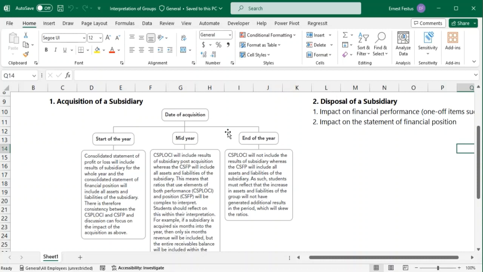So the consolidated statements of profit or loss would include results of the subsidiary for the whole year, because we are actually buying. Let's say the parent buys the subsidiary in January, which is the start of the financial year, and the financial year ends in December. If that is the case, then the statement of profit or loss would include all the results of the subsidiary for the whole year, because it is going to start from January all the way to December.